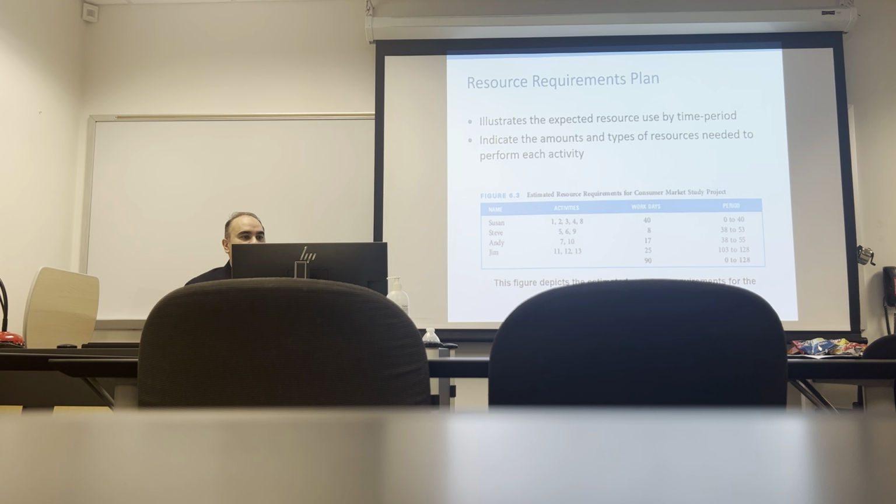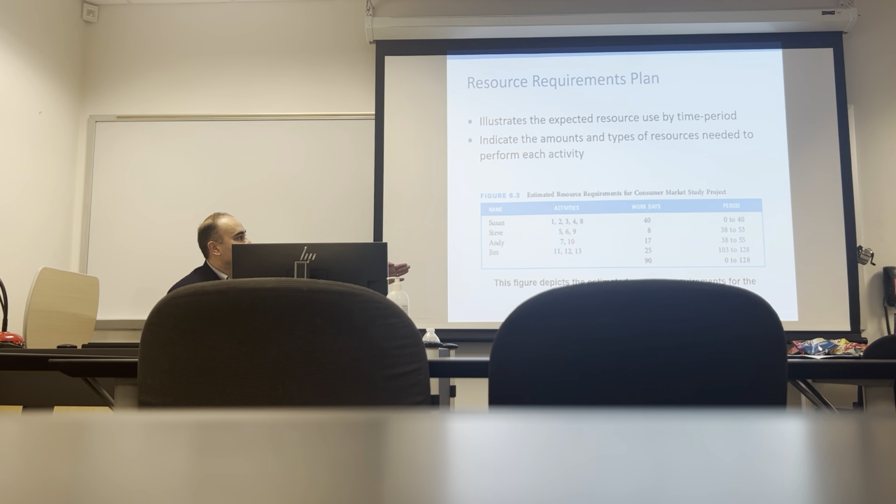So, resource requirement plans. This illustrates the expected resources by time period. So it indicates the amount of time and resources needed to perform each activity. So we can look at it, for example, in a chart form with the market study we've sort of seen throughout the chapter. 6.3, we look at the people, the number of activities they have to do, or where that falls on the manifest, how many days those activities are going to take, and then the period, right? So we know that the activities for Susan, she's got 1, 2, 3, 4, 8. She's got 40 days. She's going to go from 0 to 40.